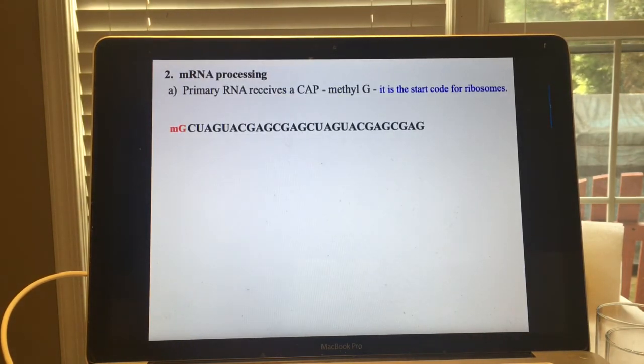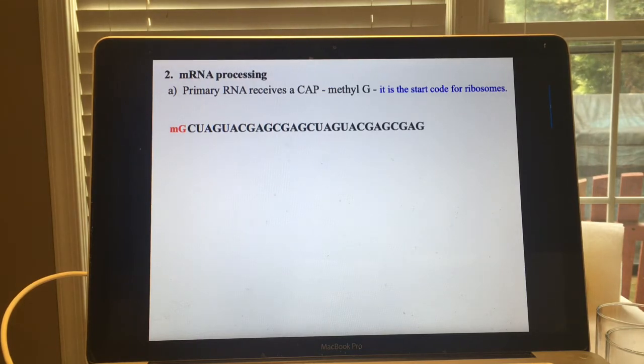So there are several things that have to happen to a primary RNA molecule before it becomes really messenger RNA. And so we're going to talk a little bit more about messenger RNA than anything else. So the first thing that happens is that the primary RNA receives a little cap on the end, called a methyl G cap, because it's guanine with a methyl group, which is a CH3, attached to it. It is the start code for ribosomes. It says, hey, start reading right here.